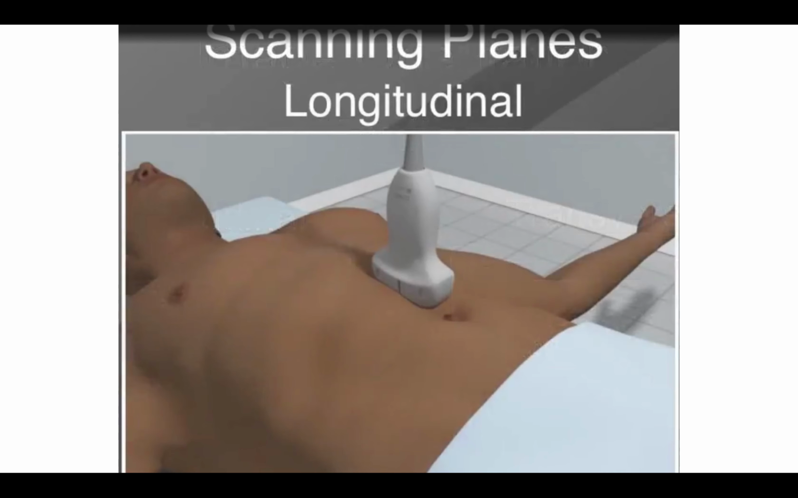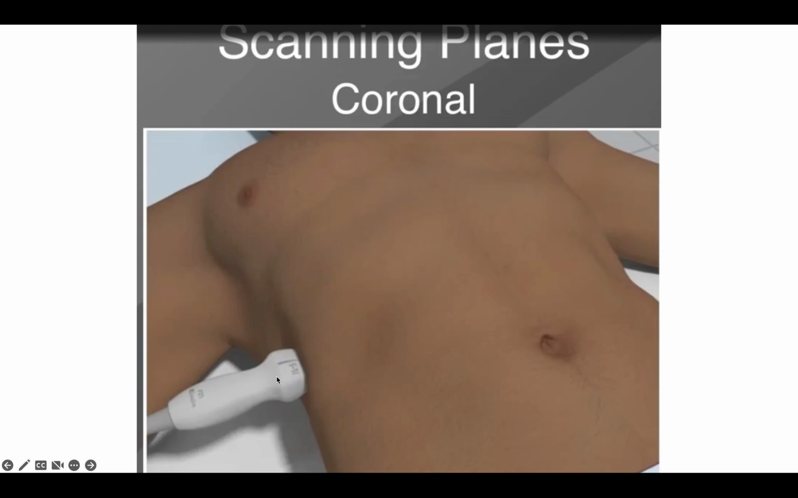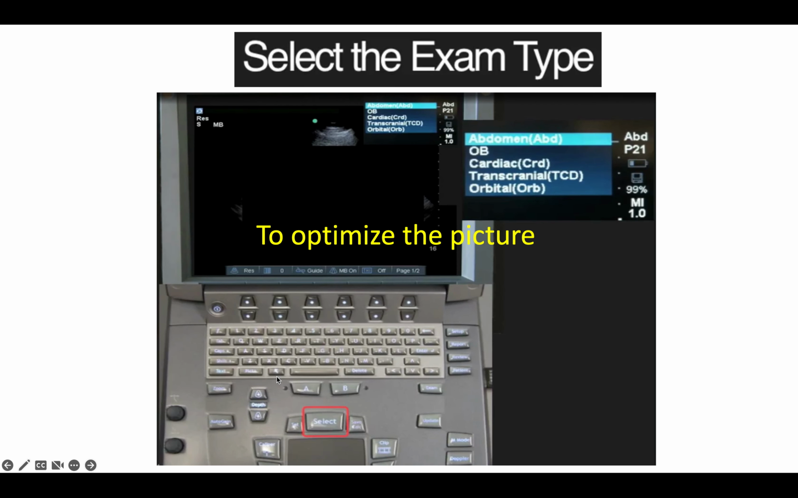So let's talk about scanning planes again, so we can use the same language. This is a longitudinal scanning plane. Now this, logically, will be a transverse scanning plane, and this one is a coronal scanning plane.